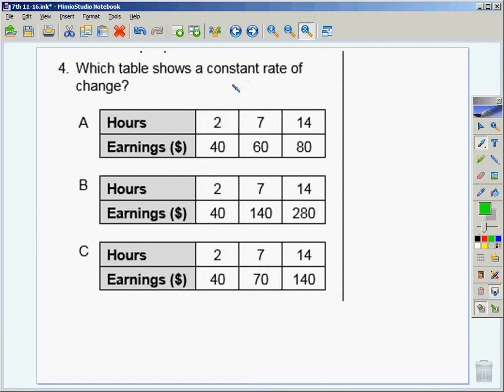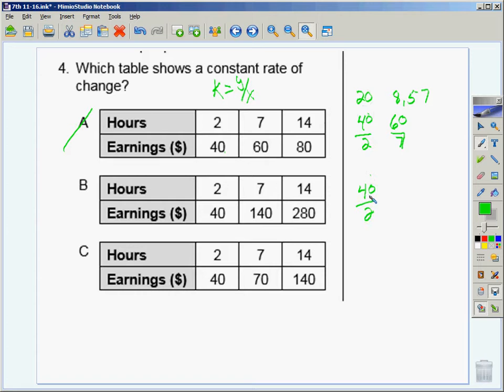To have a constant rate of change, K has to stay constant. We do K by taking Y over X. I'd do 40 divided by 2. I'd do 60 divided by 7. 40 divided by 2 would be 20. 60 divided by 7 is 8.57. Did K stay constant for A? 20 compared to 8, not constant.